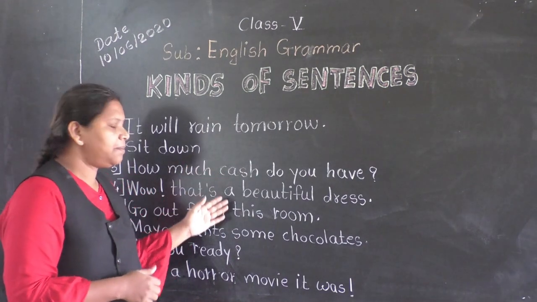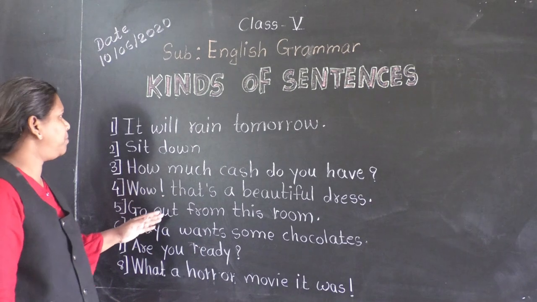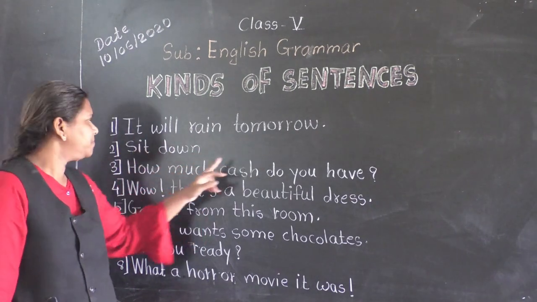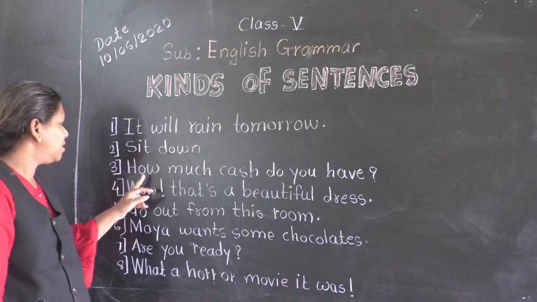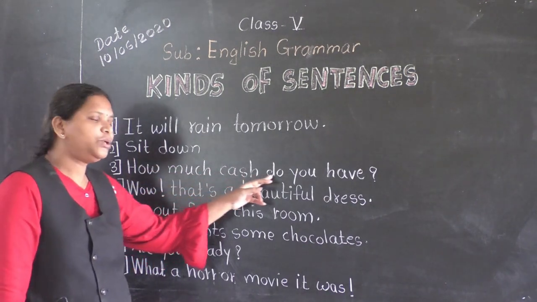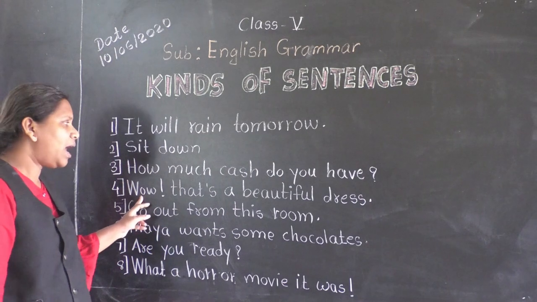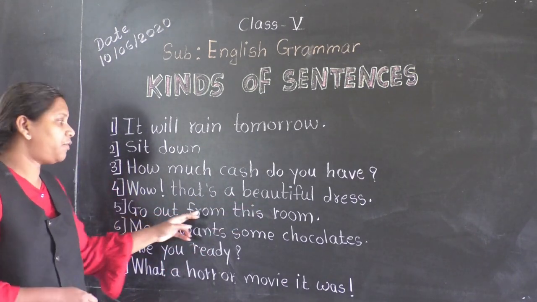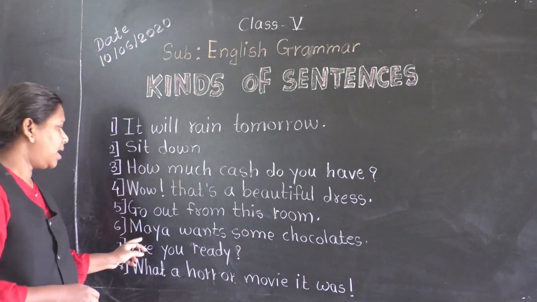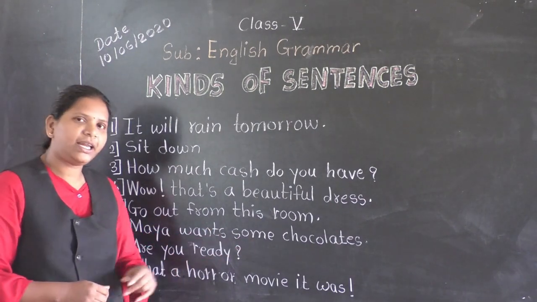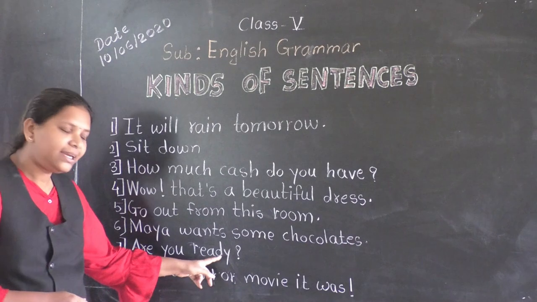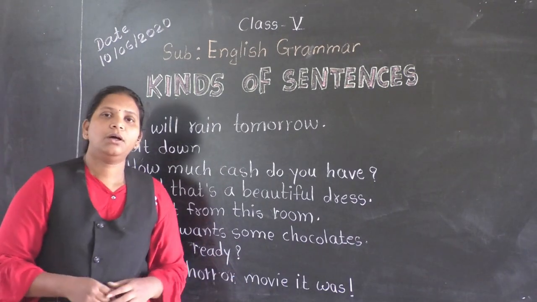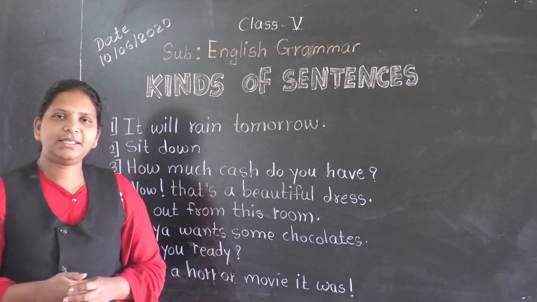Here are some examples I have written on the blackboard. It will rain tomorrow. Sit down. How much cash do you have? Wow, that's a beautiful dress. Go out from this room. Maya wants some chocolates. Are you ready? What a horror movie it was. So these are the sentences.